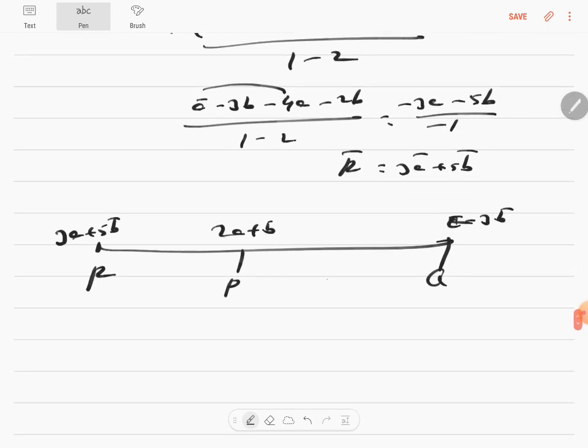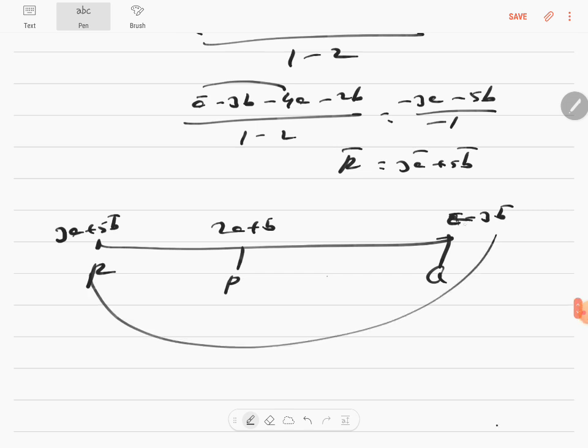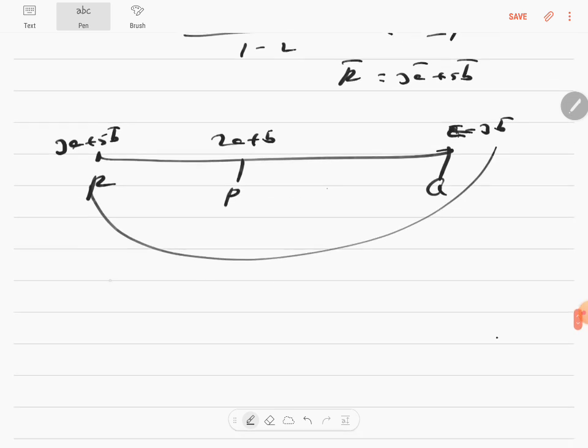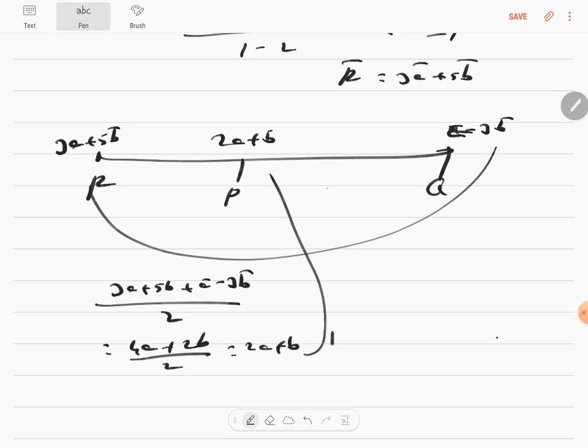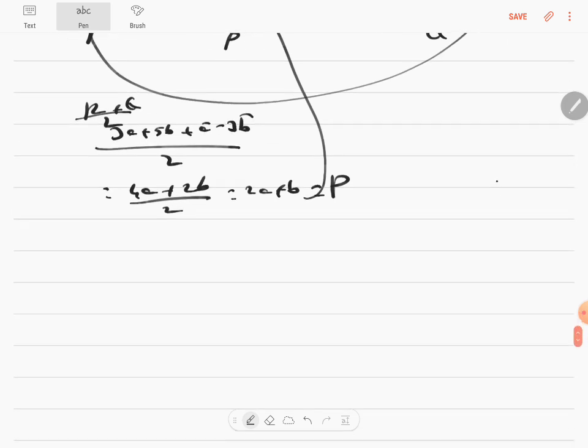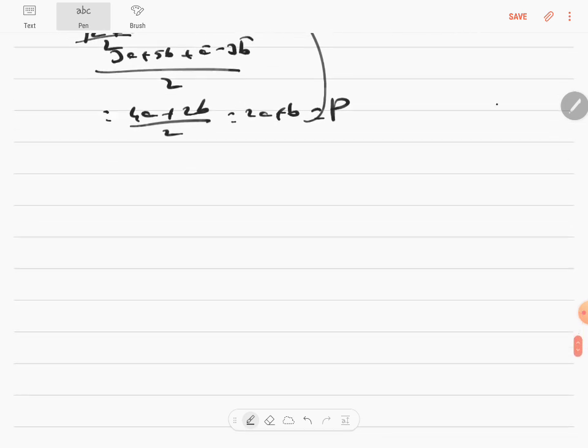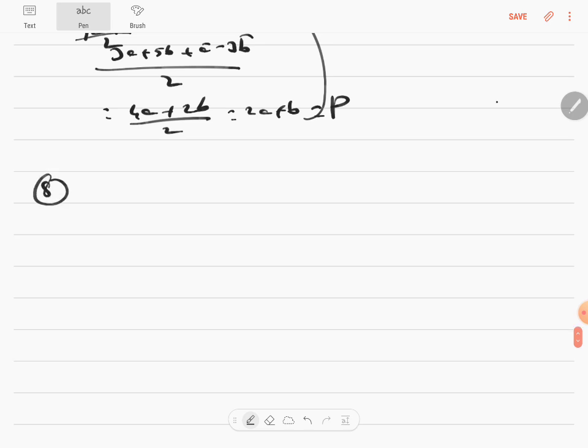To prove that's the midpoint, it's (x1 plus x2) by 2. If you take these two vectors and add and divide by 2, 3A plus 5B plus A minus 3B by 2 is 4A plus 2B by 2, which is nothing but 2A plus B, which is nothing but your P. That shows you're adding R plus Q by 2 and getting P, and therefore P is the midpoint. So that shows that, and let's go to the 8th question.